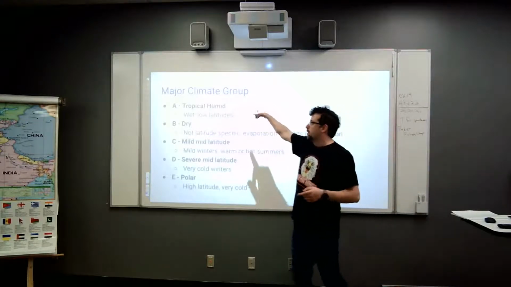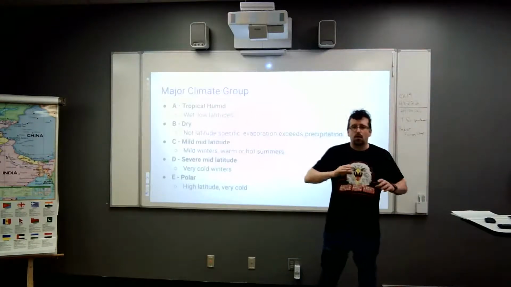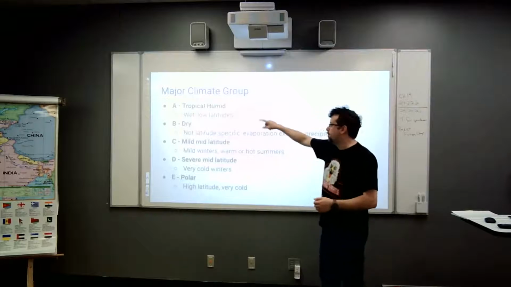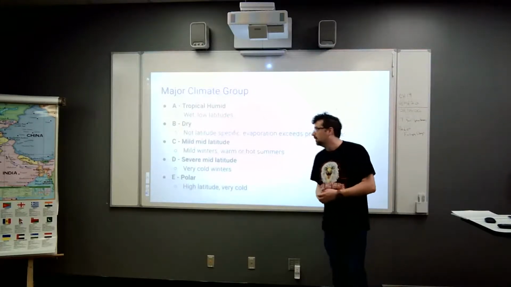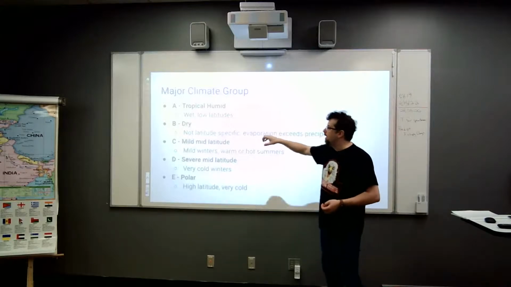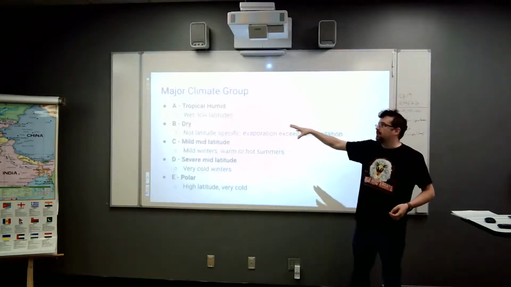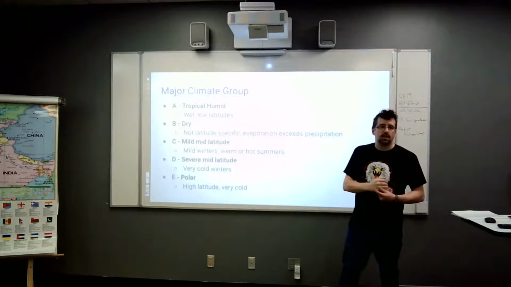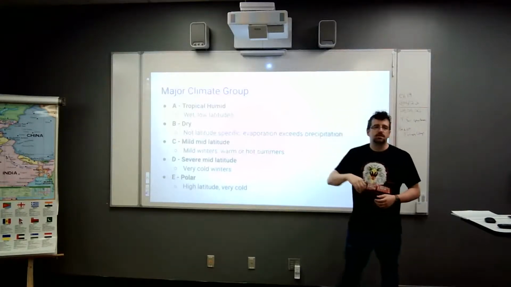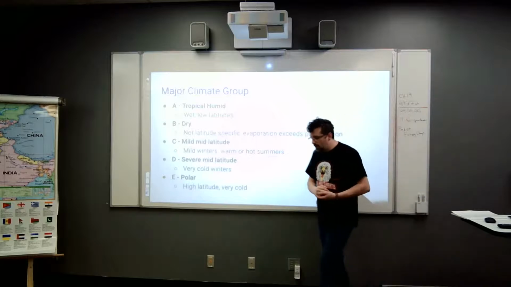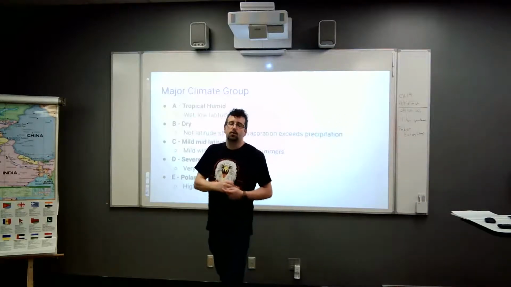But the first major climate group will be the one on the far side of your chart, right? And you'll have the big capital letters, and you must pay attention to what case you are putting in these. So you have your tropical humid, which is your wet low latitudes, right? So think of this like equatorial regions. Your dry, this is not latitude specific. I talk to my students about how you can have a desert without having a desert.